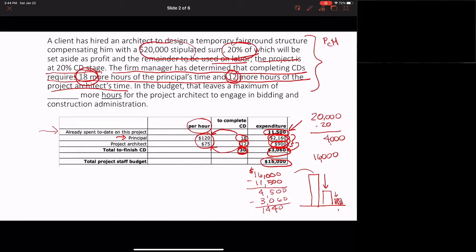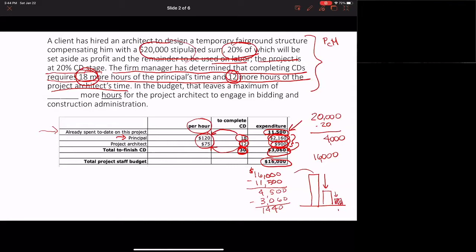Now, what's really important is that you never, ever look at numbers as symbols, including on the exam. They have real meaning. And so what we're saying is we started with 20,000, 4,000 the firm took as profit. We have 16,000 for labor. We already spent 11,000. We still have to spend 3060 to finish the drawings, and that's going to give us 1440 left over. Now, that wasn't the question though.